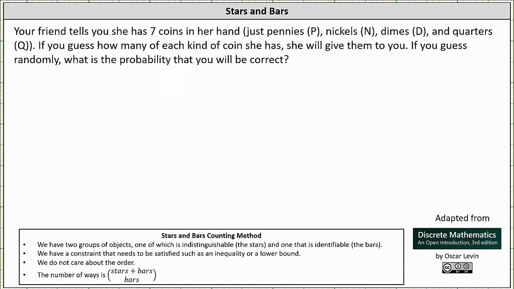Your friend tells you she has 7 coins in her hand, just pennies, nickels, dimes, and quarters. If you guess how many of each kind of coin she has, she will give them to you. If you guess randomly, what is the probability that you will be correct?